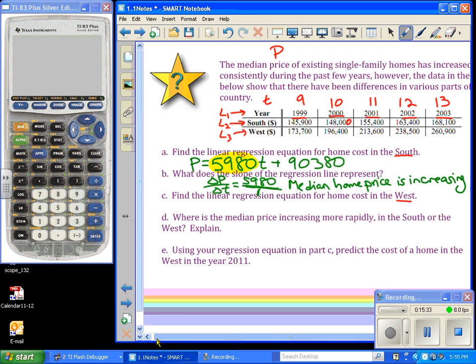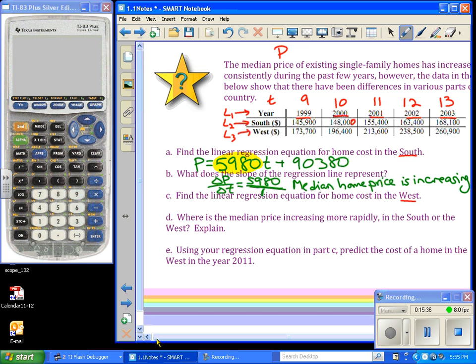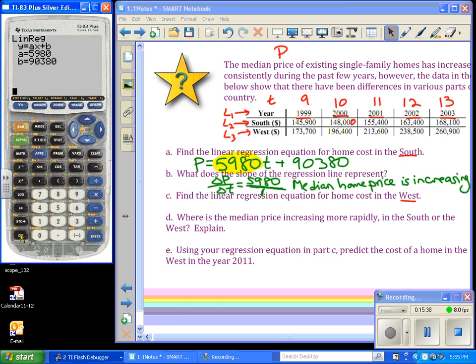Okay, and then C says find the linear regression equation for home cost in the West. So we're going to do the exact same thing. So go back to here, and we want to calculate linear regression for not L1 and L2, which is our default, but for L1 and L3. Our year is still in L1, and now West is in L3. So the first one will take on everything in L1 as our X values, and the second will take on everything in L3 as our Y values. And push enter. Nice pretty numbers.